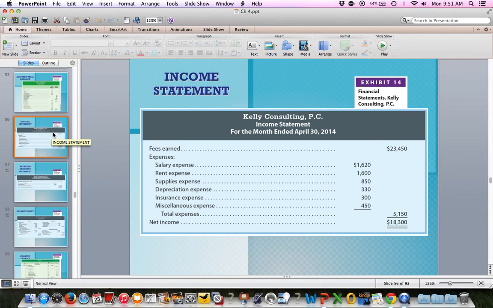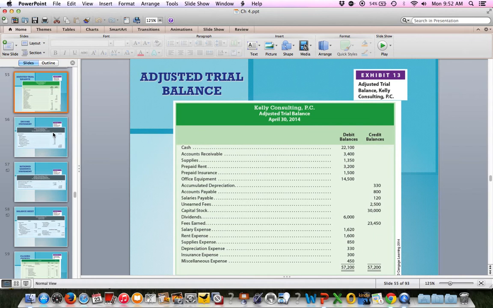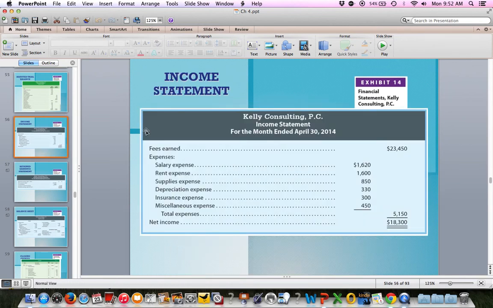And then once I have the adjusted trial balance, that is the source for me to put together my financial statements. So if I go back to the adjusted trial balance and I go down to the revenue section, it says fees earned, that's my revenue, $23,450, and then I have a whole bunch of expense accounts down here. You can see what they all are. So revenues less all of my expenses. Here's my revenues, here's all of my expenses. There's my net income, $18,300.